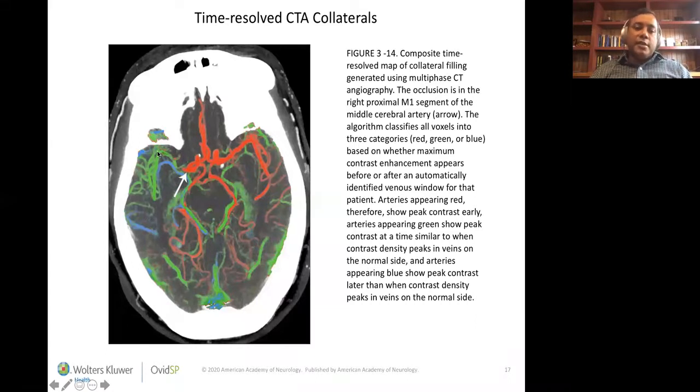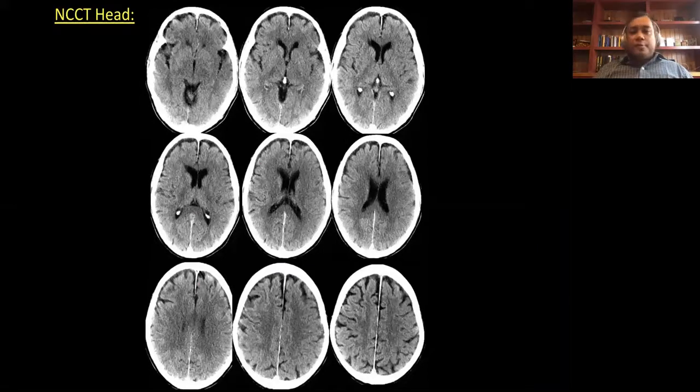So you can look at the color-coded maps, CTA collateral maps, and immediately get a sense as to where the occlusion is, and whether this person has good collaterals, intermediate, or poor collaterals. Remember, if you have poor collaterals, the likelihood of benefit with endovascular thrombectomy is low. So I'll give you some examples just to show that construct.